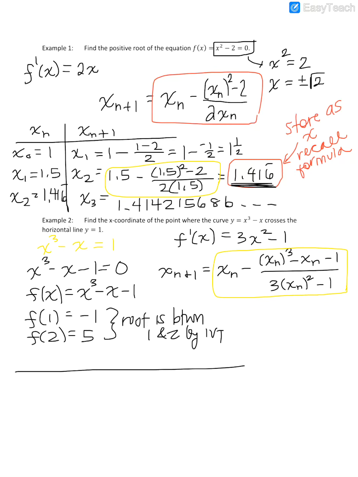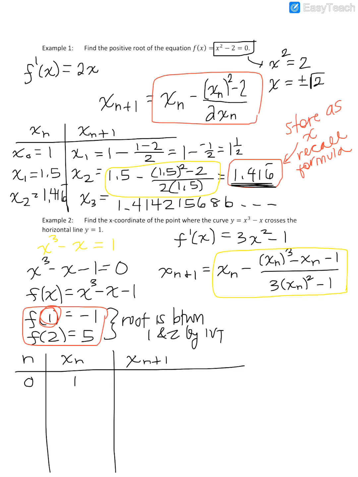All right, so let's set up our little chart here. This is going to be what number I'm at, n. This is my x sub n, and this is my x sub n plus 1. All right, so my first guess, my n is 0. I'm going to go with 1. And the reason I want 1 is because when I figured out this, which one was closer to 0, the 1 was closer to 0 than the 2. So my first guess is 1.